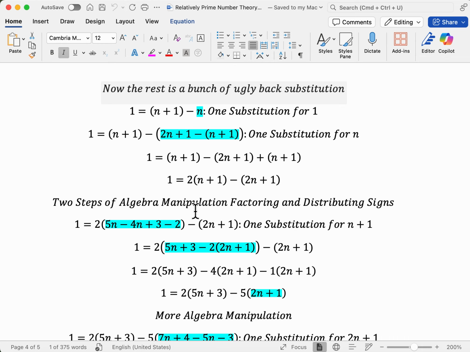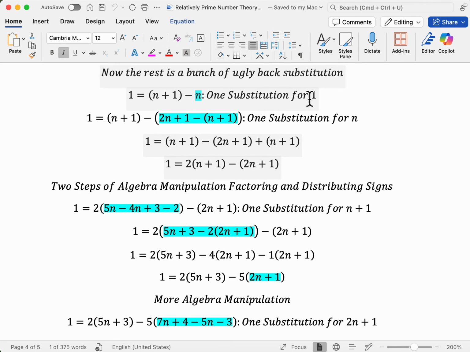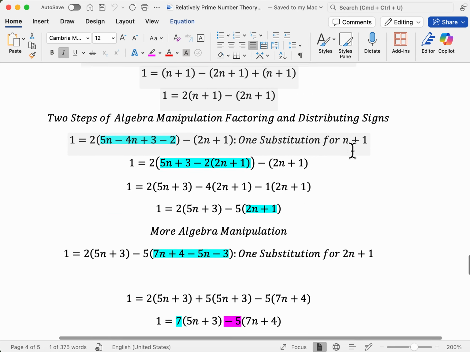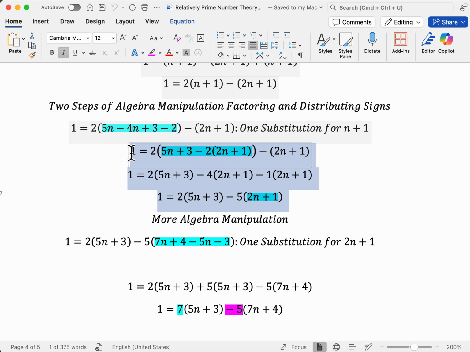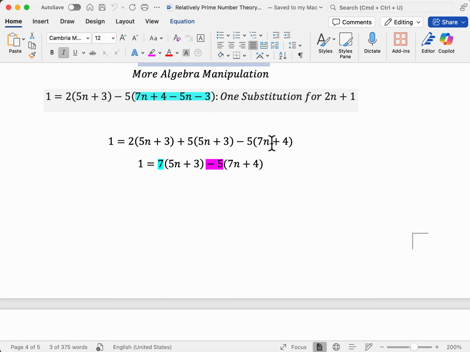Unfortunately, negative numbers are so important in algebra because they're an additive and multiplicative inverse. And if we didn't have those things, well, math wouldn't be as beautiful and complicated as it is today. So you just gotta be careful with this, I'm afraid. But here's one substitution for 1 we're making, a back substitution for n here. Here's a third back substitution. These are basically strings of algebra manipulation. A back substitution for 2n plus 1, and then more algebra again.